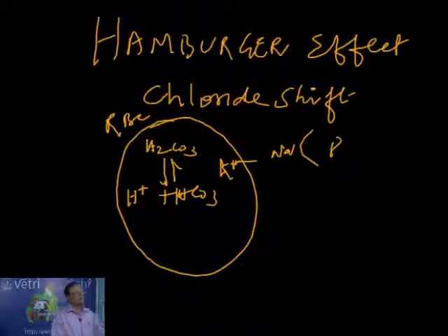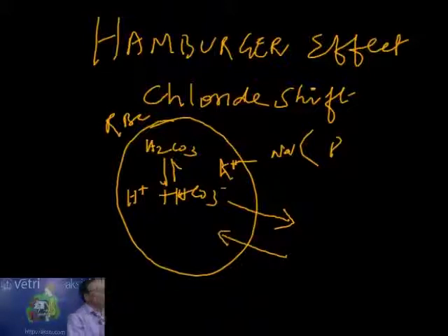Once the cell is laden with bicarbonate, the bicarbonate is able to move out of the RBC. For every bicarbonate ion that moves out, one anion, namely chloride, enters the RBC to maintain electrostatic neutrality. This phenomenon is known as the chloride shift, Hamburger phenomenon, or Hamburger's effect.